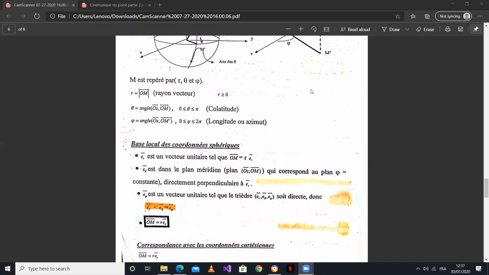Then they are telling us here that E phi est un vecteur unitaire tel que le trièdre ER, E theta et E phi soit direct. Yeah, so I told you guys I was going to explain this for you, but instead of using spherical coordinates, I'm going to use cylindrical coordinates, but all of them are direct.